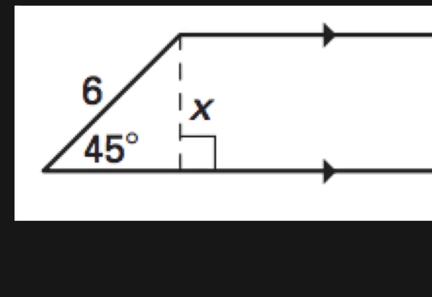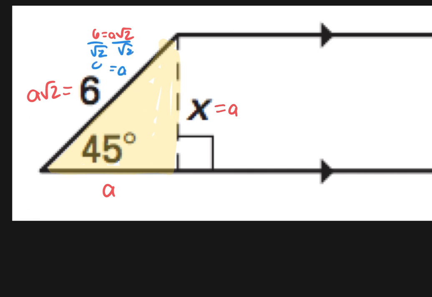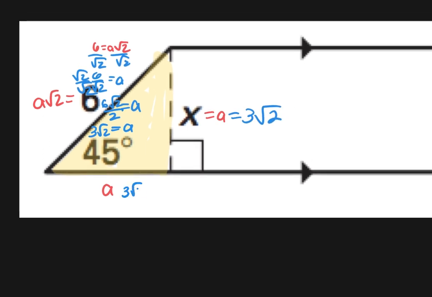So I'll start with that triangle, because it's the only place we can start. This would be my A, this would be my A, this would be my A root 2. So if 6 equals A root 2, I would divide both sides by root 2. A would equal 6 over root 2. We did this one yesterday twice, I think, actually. So A would equal 6 root 2 over 2, which becomes 3 root 2. So that's my X, 3 root 2. And it would be the bottom side, but I don't need it.